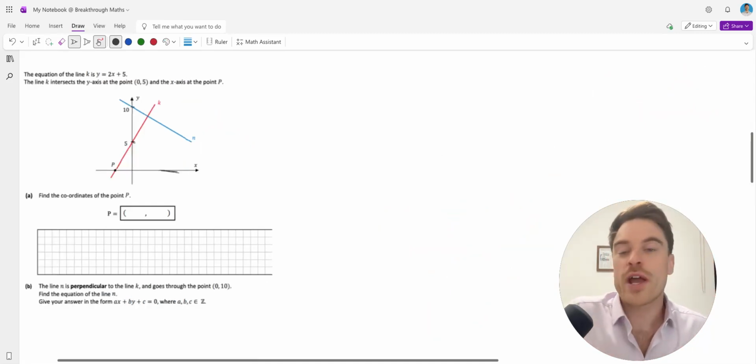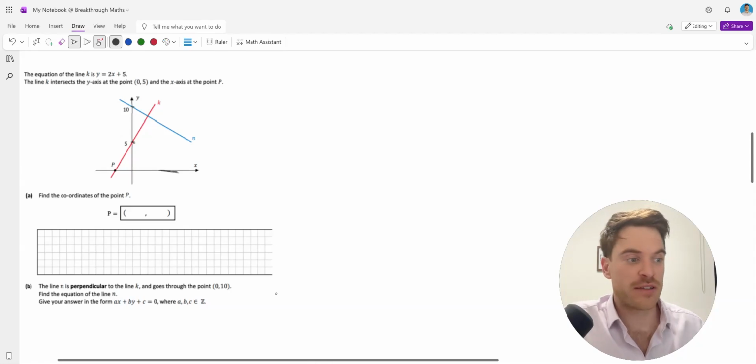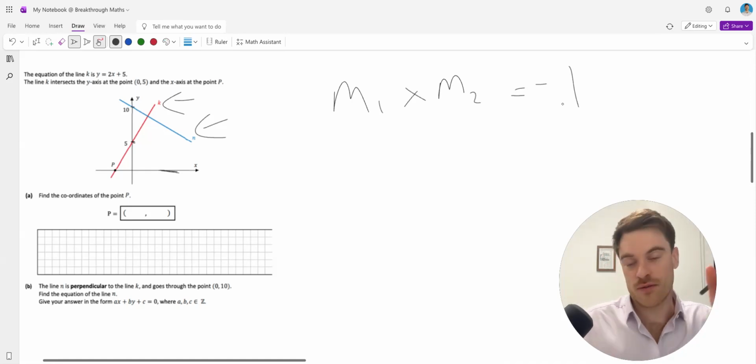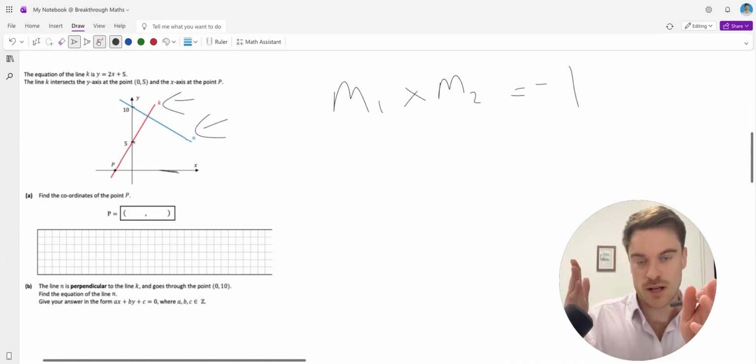Okay, we're on to the last one, which is perpendicular lines. Let's give this one a crack. N is perpendicular to the line K. The line N, that line there, is perpendicular to the line K. For perpendicular lines, you should have one thing written down: m1 by m2 gives minus 1. That's the key thing. The first slope times the second slope gives minus 1.